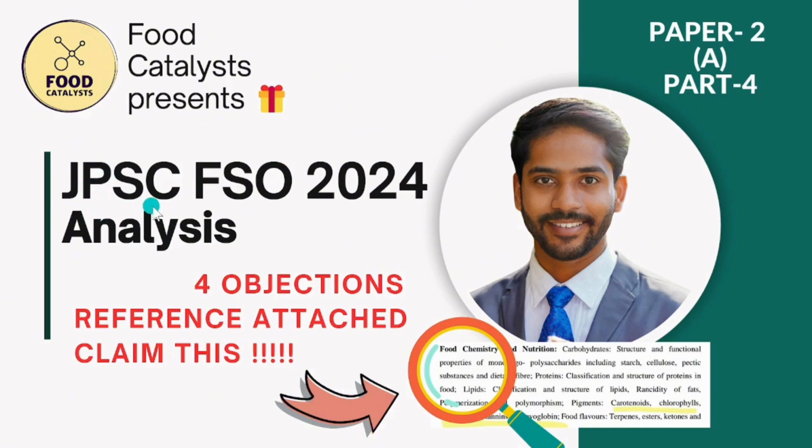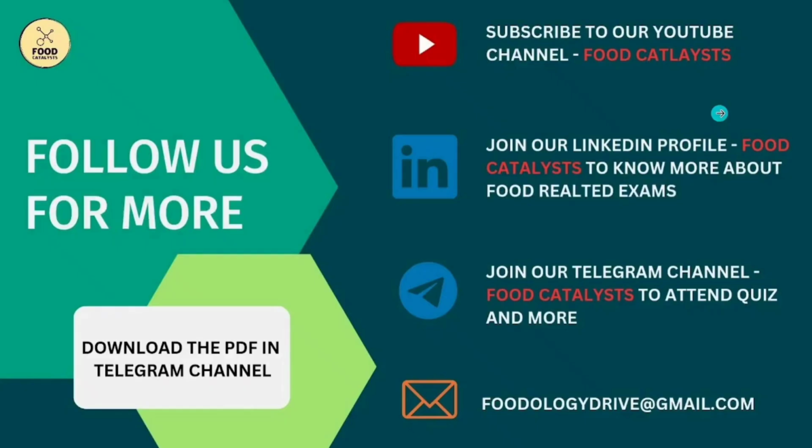Here we are analyzing the Jharkhand Food Safety Officer examination. The exam consists of two papers, and now we are analyzing Paper 2 in that, Type A. We have divided the Paper 2 into 4 parts, and this is Part 4.